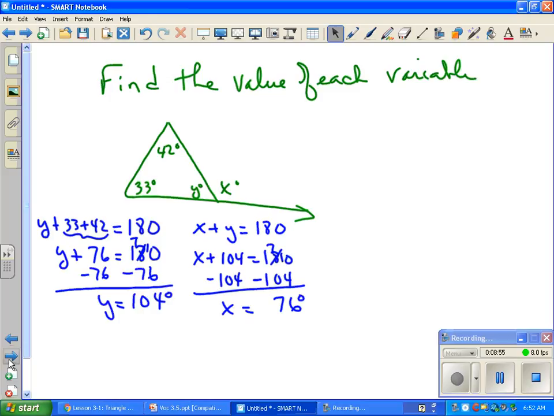Now we just learned a rule that said the remote interior angles have to add up to the exterior angle. So while we were over here adding the 33 and the 42 and getting 76, we actually found that exterior angle, because the two angles that don't touch the exterior angle have to be the same measure. These two angles have to be the same measure as this angle.